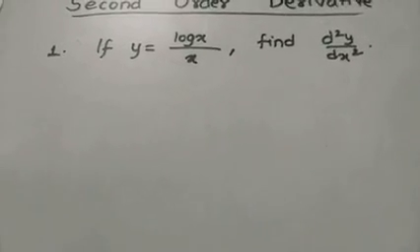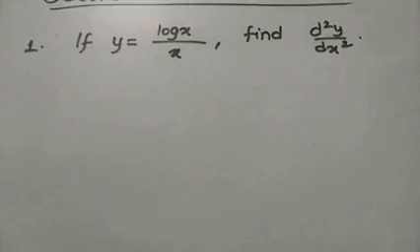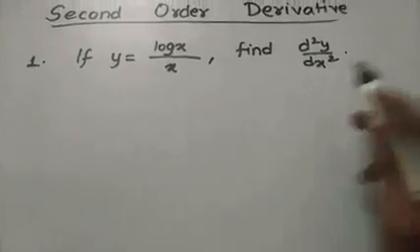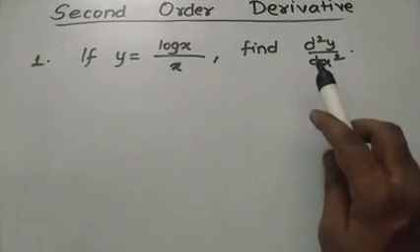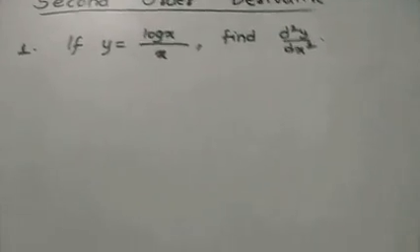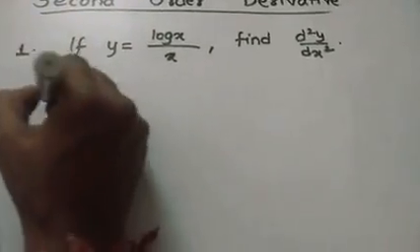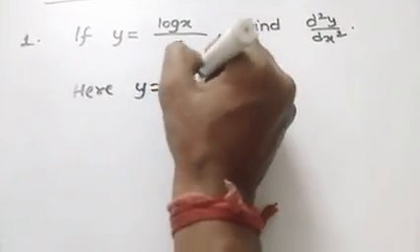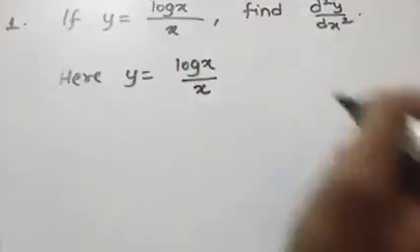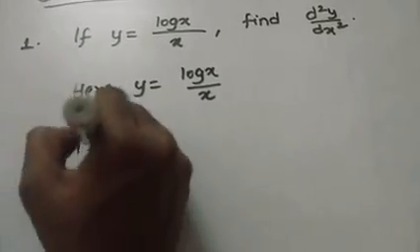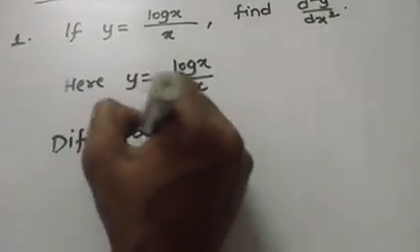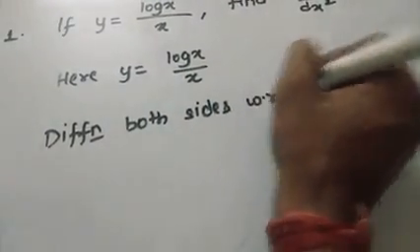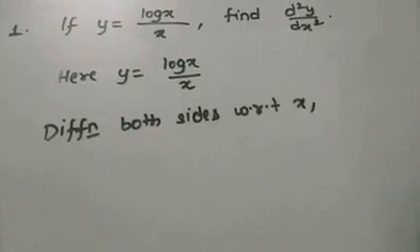Now what is the question here? The question is, if y equals log x by x, then find d2y by dx2. That means we have to find the second order derivative. So first of all, we will find our dy by dx. So let us differentiate this. You will write here y equals log x by x. Differentiating both sides with respect to x.